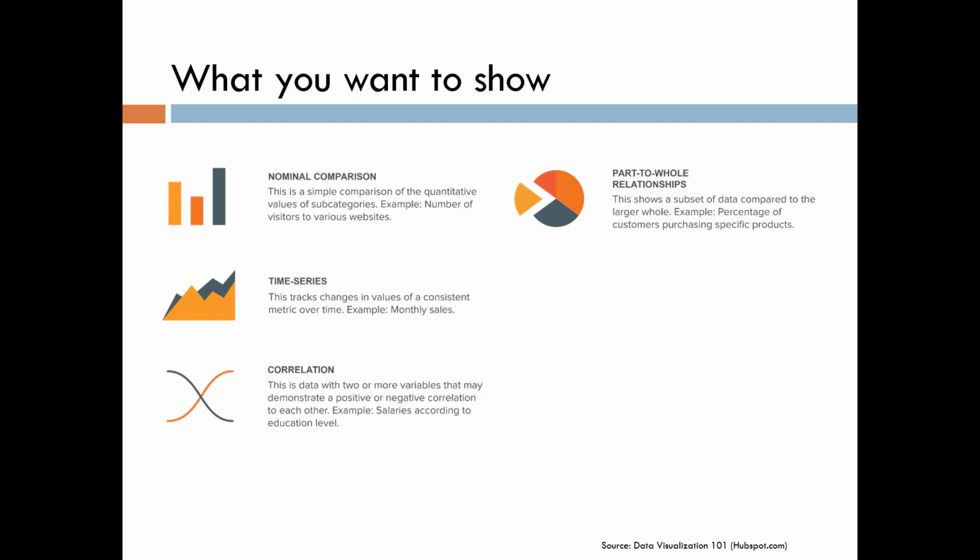To show a part-to-whole relationship, for example, the percent of customers purchasing different products, you need at least one categorical variable, and a pie chart would be the most effective. Finally, to show the relative magnitude of a quantitative variable for different groups, a bar chart showing the rank order of values would be useful.